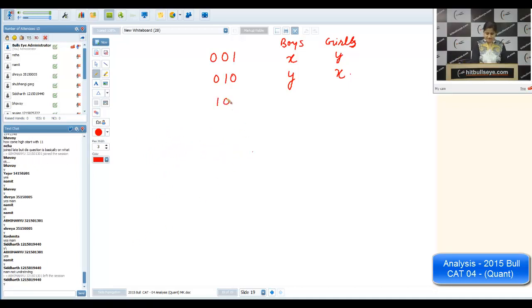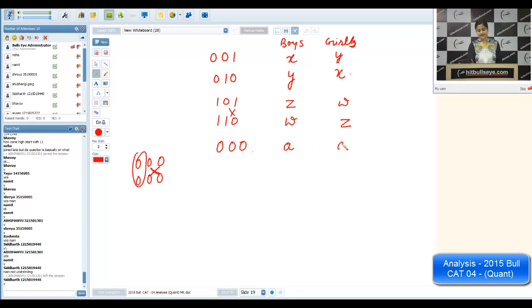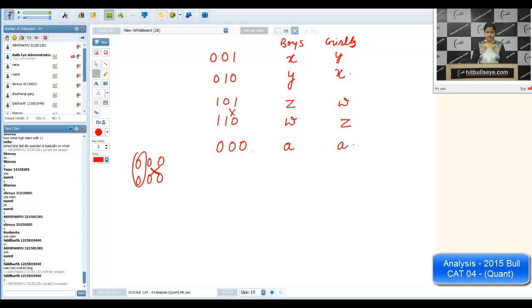So, if we take 101 and 110, again I'm keeping the first digit same. Academics is same always. These two places are interchanged. So, if I take Z here, W, W. Is it okay? Now, if I take 000, first places I'm taking same. These two are interchanged. In result, we'll get the same code. That's why I'm taking it as AA. Number of girls and number of boys will be same in this case. Is it okay with you?